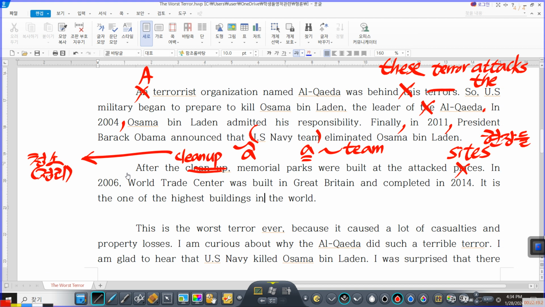In 2006, was built. 영국에서 만들어졌어? 영국에서 왜 만들었지 이걸? 영국이 왜 만들었지? Alright, this is weird.